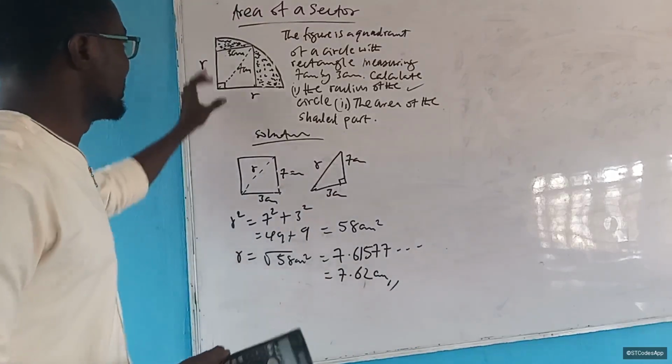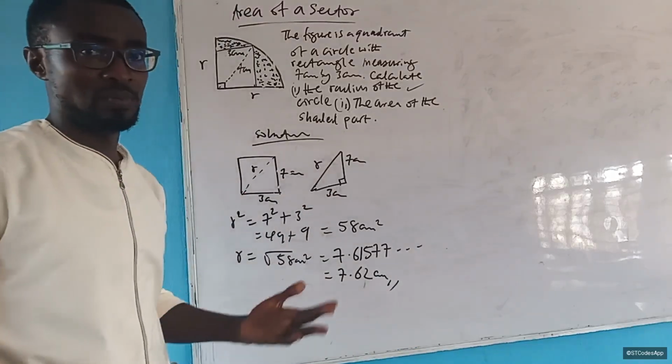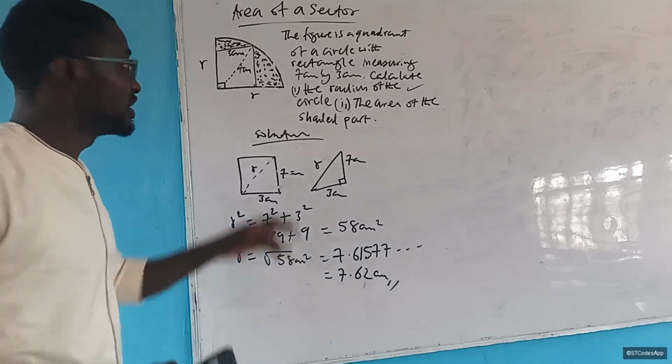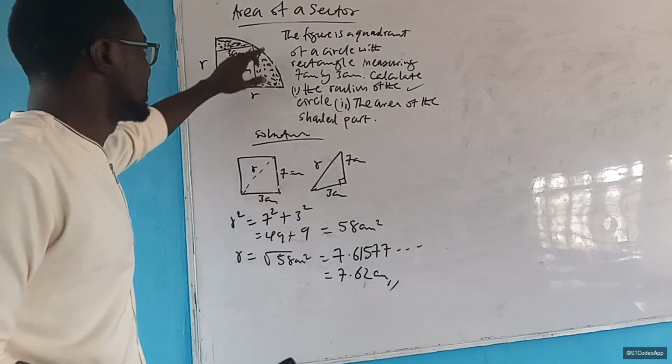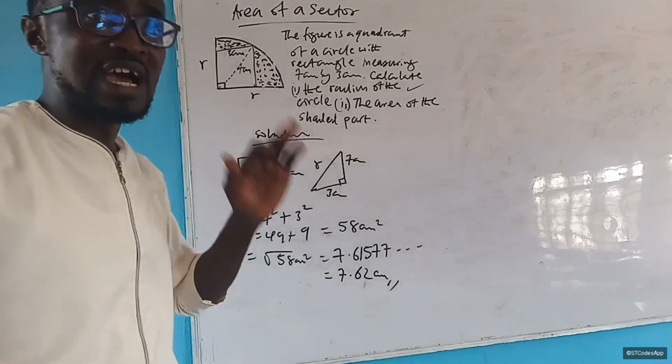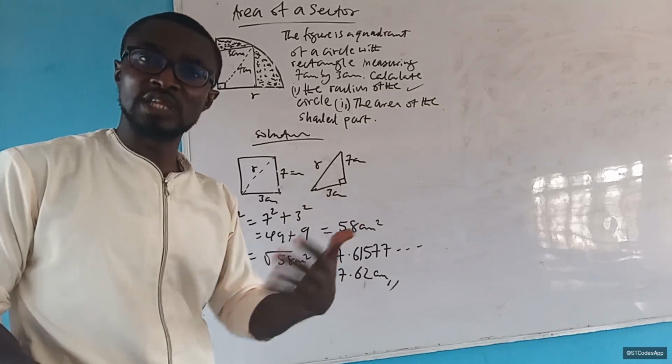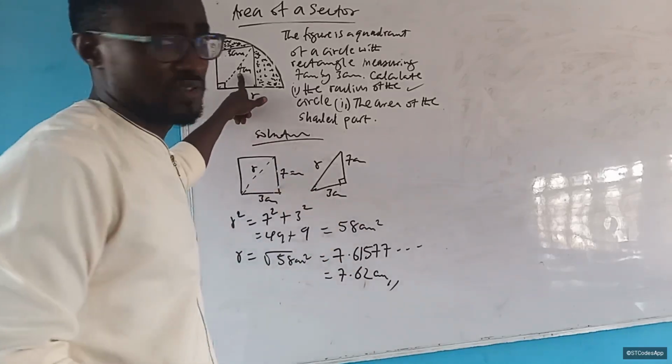To find the area of this shaded part is very simple. There are two things here. We need to remove this rectangle. To remove this rectangle, which is occupying a space, and that space it is occupying is known as area. So we need to know the area of this rectangle.